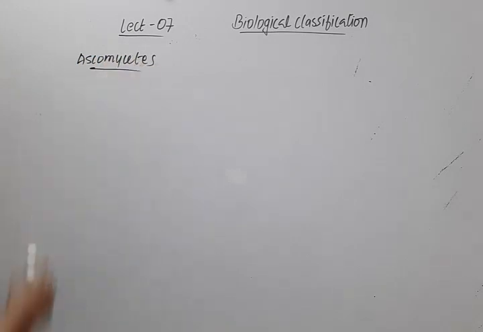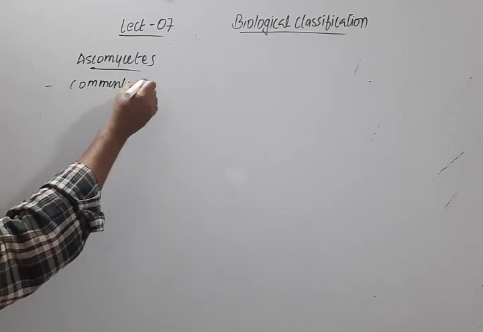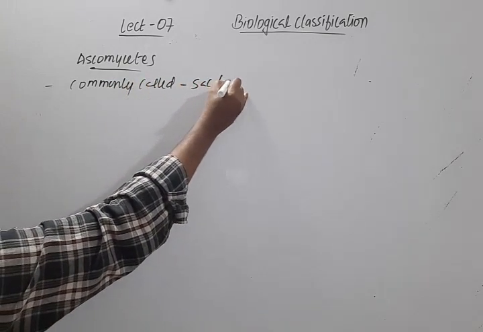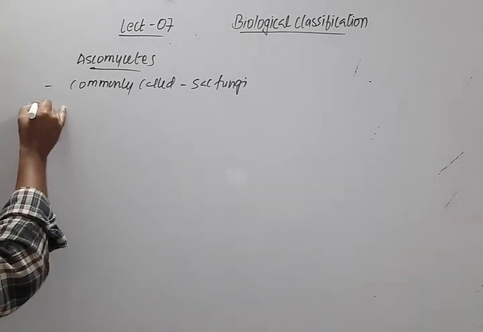Ascomycetes. The group Phycomycetes is considered lower fungi, whereas Ascomycetes, Basidiomycetes, and Deuteromycetes are considered higher fungi. Let's see these Ascomycetes. We commonly call them sac fungi. Later I'll tell you why they are called sac fungi. And these are mostly multicellular and few are unicellular.